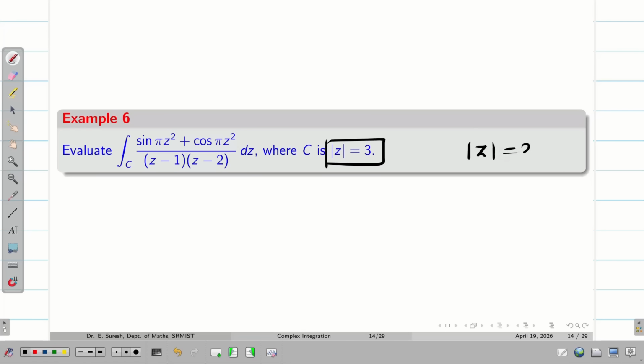mod z equal to 3. In example 4, we took the region mod z equal to 1 by 2, and in example 5, we took the region mod z equal to 3 by 2. Now in this example 6, we take mod z equal to 3. Let us see how to deal with this problem.